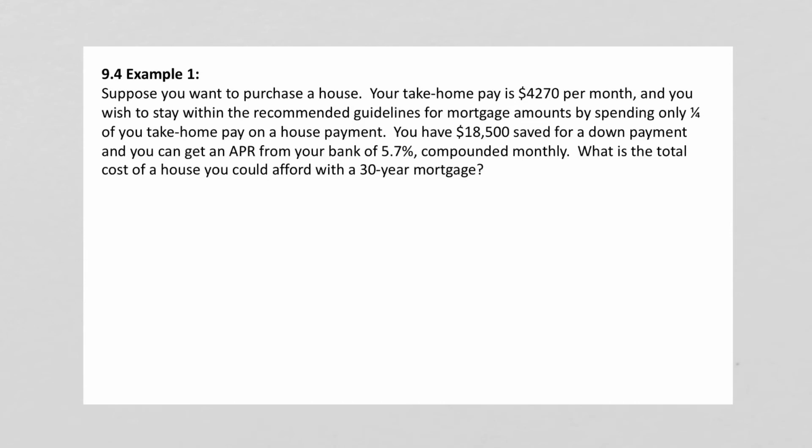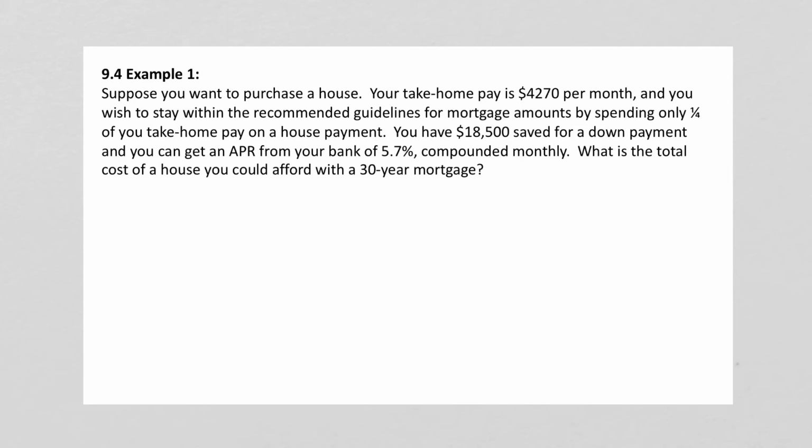Okay, one more section on finance. So here are your 4 extra examples. Suppose you want to purchase a house. Your take-home pay is $4,270 per month, and you wish to stay within the recommended guidelines for mortgage amounts by spending only 1/4 of your take-home pay on house payment. You have $18,500 saved for a down payment, and you can get an APR from your bank of 5.7% compounded monthly. What is the total cost of a house you could afford with a 30-year mortgage?